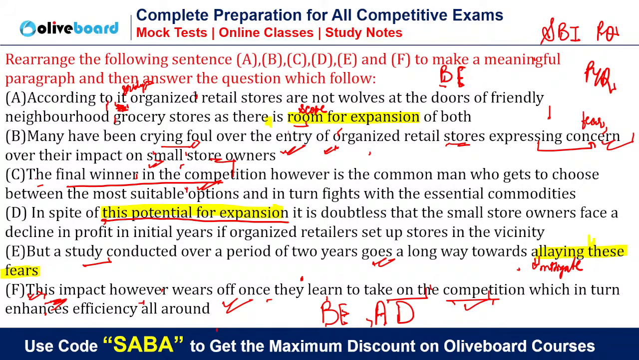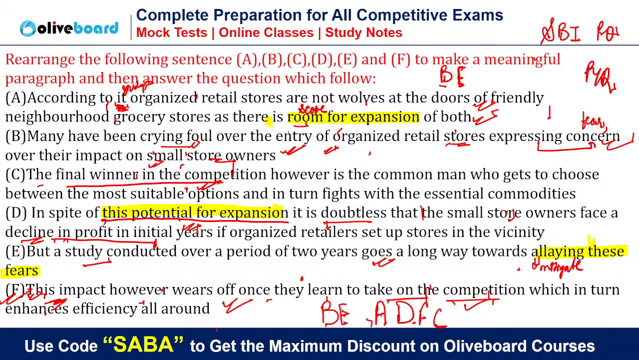According to the study, organized retail stores are not wolves at the doors of friendly neighborhood grocery stores, as there is room for expansion of both. Now, the study is saying that small store owners should not be worried because there is potential for expansion of both. Now, in spite of this potential for expansion, now again there is contrast. See the movement. In spite of this potential for expansion, it is doubtless. Doubtless means definitely. The small store owners face a decline in profit in initial years. Like they will have to learn to be in the competition, okay? And this decline in profit has been discussed in F. After that, FC will come.